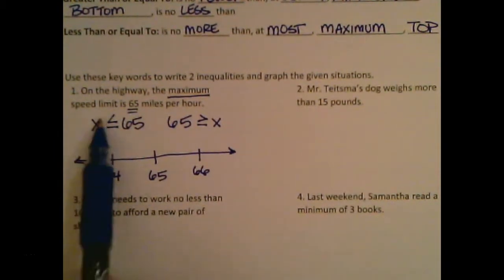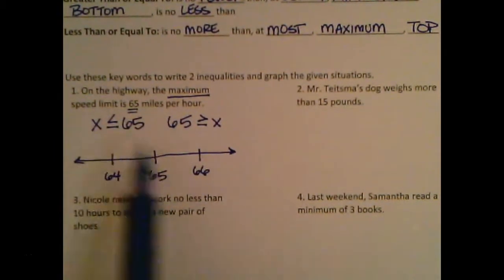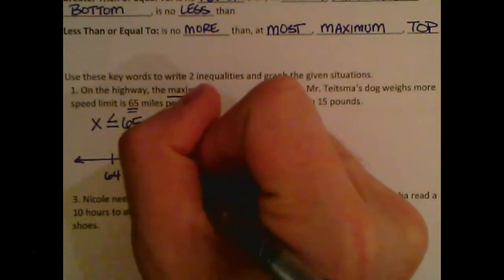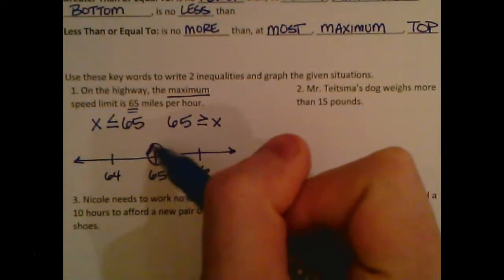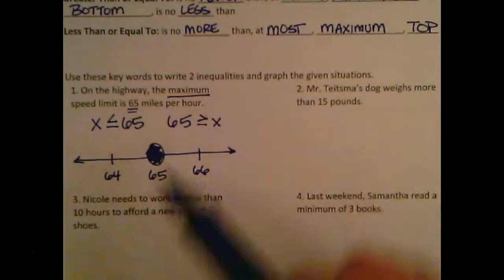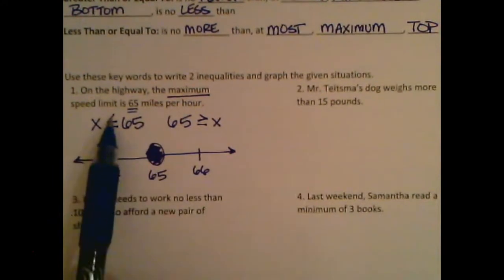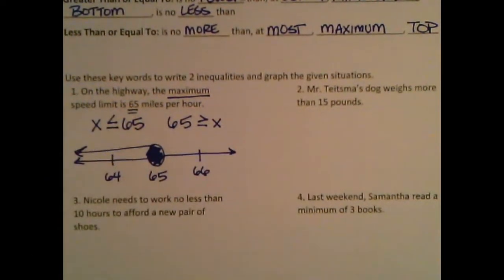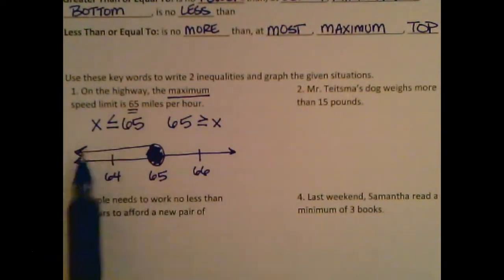Remember, for graphing, variable on the left side tells us which way to draw the arrow. So we have the less than or equal to, so there's an equal to in there. So I'm going to draw the circle at 65 and shade it in. And then based on the variable being first, we know we're drawing our arrow to the left. All right, there is your written two ways and graphed.